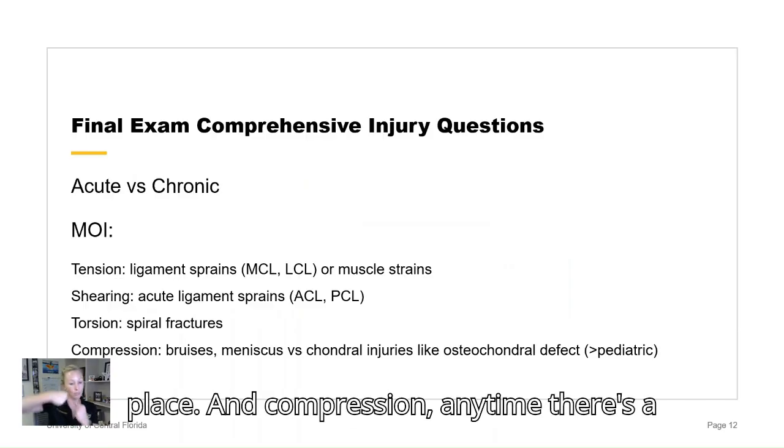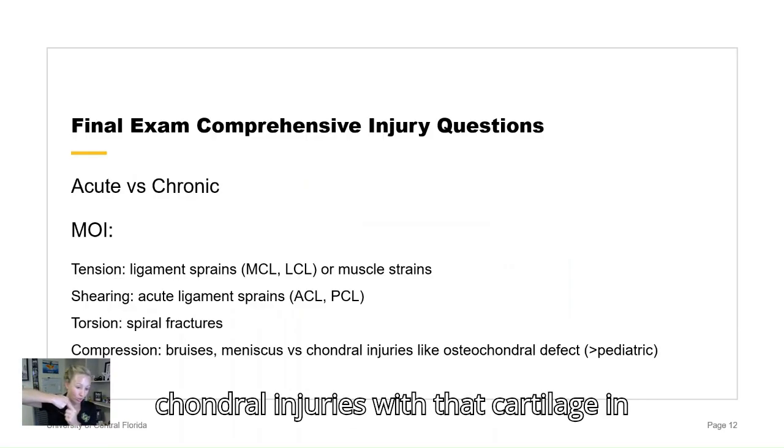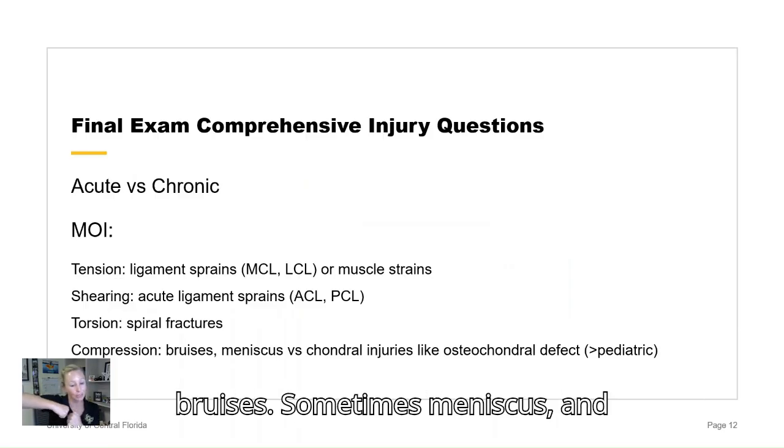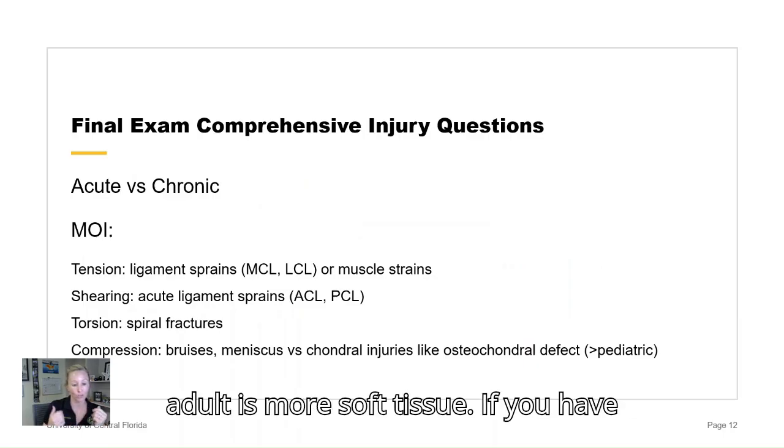And compression. Anytime there's a lot of compression, we're thinking of bone, like osteochondral defects, chondral injuries, where that cartilage on the end of the bone, or we're talking about bruises. Sometimes meniscus. And remember, pediatric is more bone, while adult is more soft tissue.